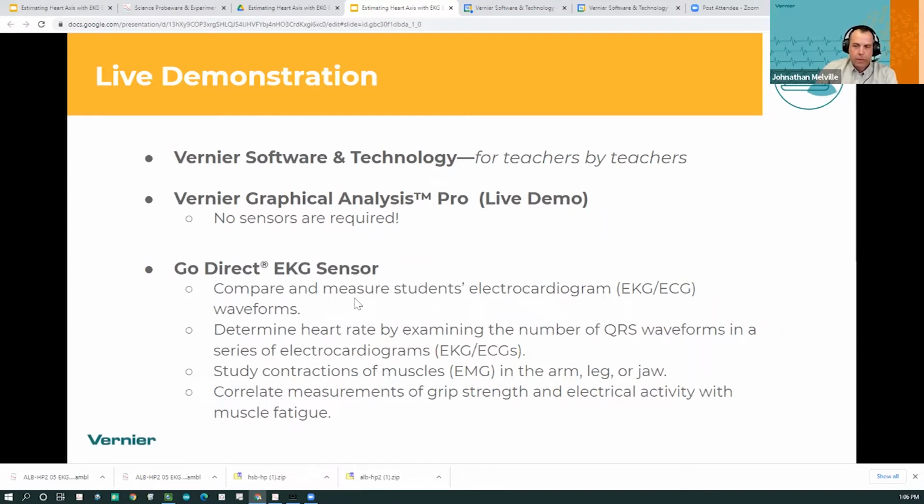I wanted to let you know that the EKG sensor is also good for other things. In addition to measuring EKGs and estimating heart axis, you can look at heart rate. There's a heart rate channel, and you can also use it to study EMGs, so you can also study muscles.